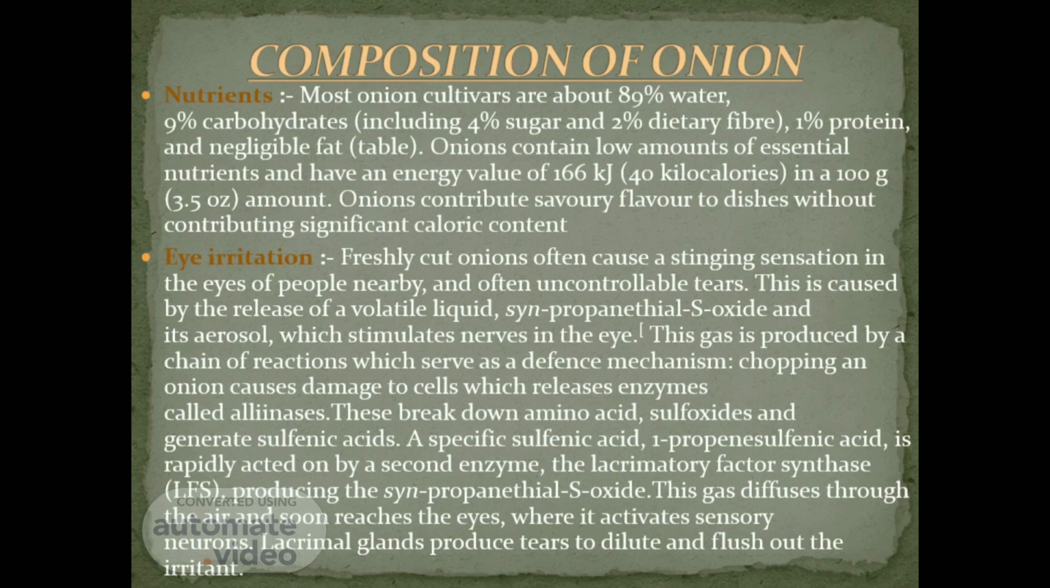Composition of onion. Nutrients. Most onion cultivars are about 89% water, 9% carbohydrate including 4% sugar and 2% dietary fibers, 1% protein and negligible fat. Onions contain low amounts of essential nutrients and have an energy value of 166 kilojoules in a 100-gram amount. Onions contribute savory flavors to dishes without contributing significant caloric content.